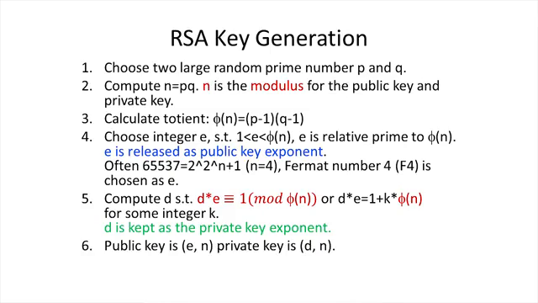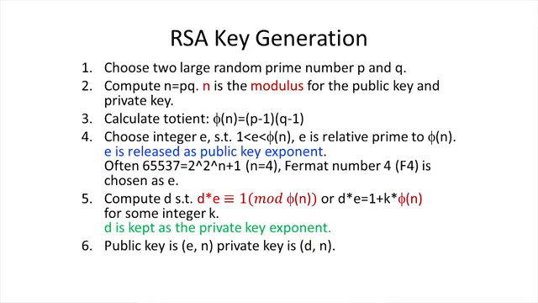And often the value used is 65537, which is 2 to the power of 2 to the power of 4, plus 1. Here we use the formula 2 to the power of 2 to the n, plus 1, where n equals 4. This formula is called the Fermat number, and with n equal to 4, we call it Fermat number 4, or F4 in short. Typically we use this number as e.